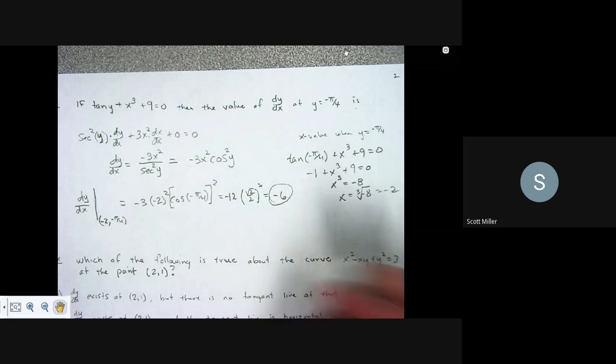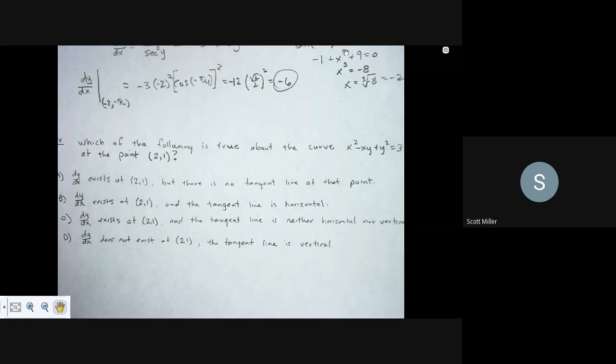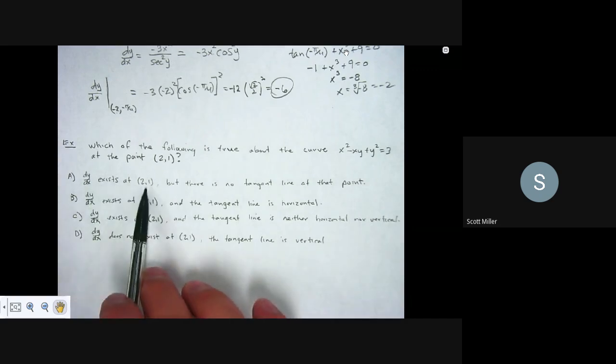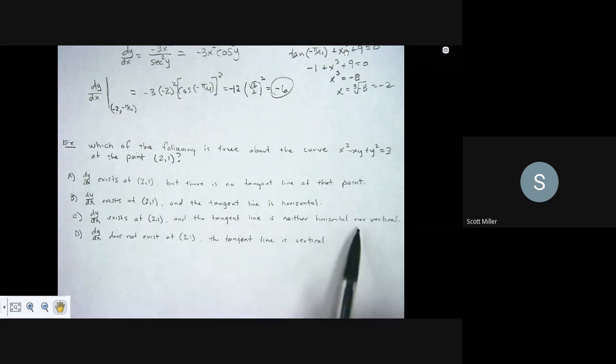Here's another example that uses implicit differentiation. Let me back out just a bit. There we go. Which of the following is true about the curve, and there's the curve, at the point (2, 1)? The derivative exists at (2, 1), but there is no tangent line at that point. dy/dx exists, and the tangent line is horizontal. dy/dx exists, and the tangent line is neither horizontal nor vertical. And dy/dx does not exist, the tangent line is vertical. So that's what we have going on, and we have to figure this out.